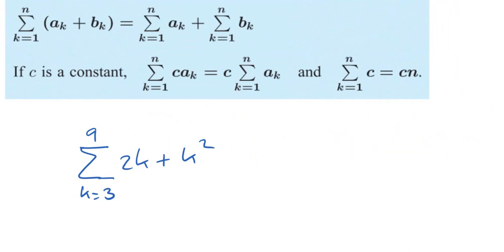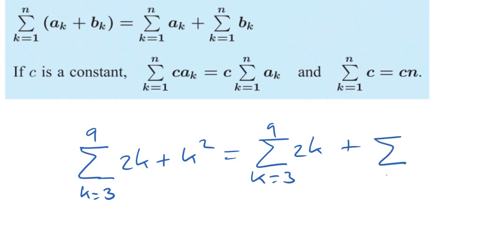But what I'm trying to get at with this particular first top line here is I could split this into 2 pieces. I could work out the sum from 3 to 9 of 2k as one sequence. I could also work out the sum from 3 to 9 of k squared, and I could add those together. That is going to be absolutely fine. So that may help us.